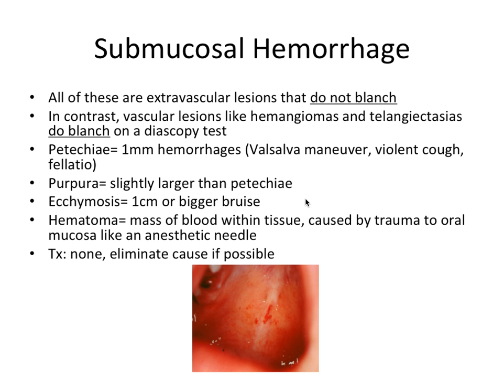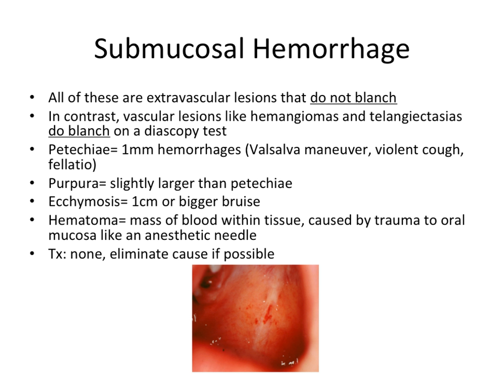And lastly, we'll talk a little bit about submucosal hemorrhage. All of these are extravascular lesions that do not blanch. So a little bit about blanching. Basically, if the blood is out of the vessels into the tissues, they will not blanch. So think of water in a water balloon. If you squeeze the balloon, you can kind of move the water around a little bit. But as soon as water spills out of the balloon, you can't really move it around the same way.